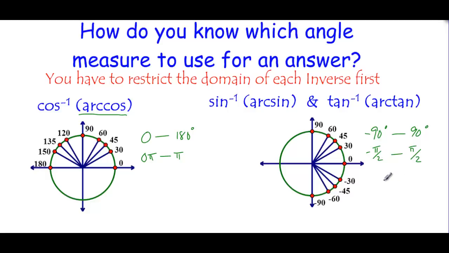And this is typically how we want our answers, unless it's told to us differently, unless they say, you know what, just give me an angle measure between 90 and 270. Then we would be forced to give an answer that falls into that range. But if you're using the calculator or using the definition, any inverse cosine answer has to be between 0 and 180. Any inverse sine or inverse tangent falls between positive and negative 90 degrees, or, like I said, the radian equivalent.